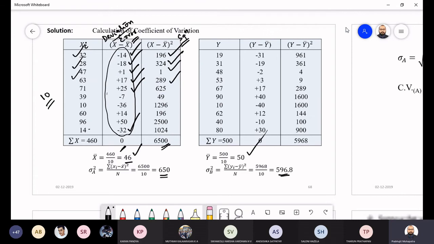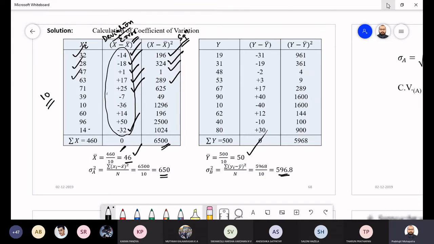So will you go for less deviation or high deviation? Which is more preferable to choose? The batsman who is more consistent. Yes, you will go for less deviation. So where you have less standard deviation, that is what you need to check.